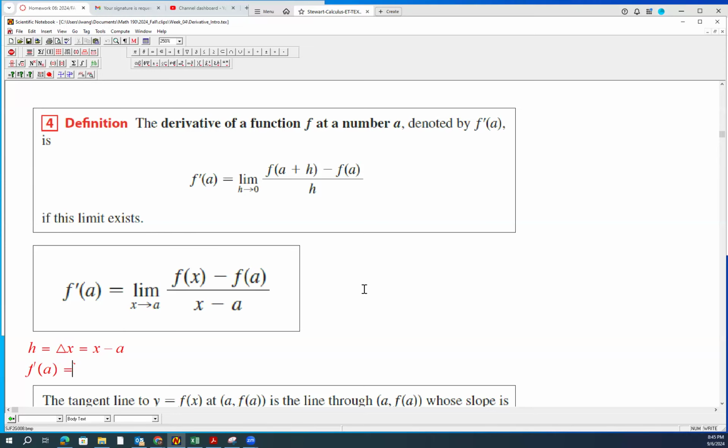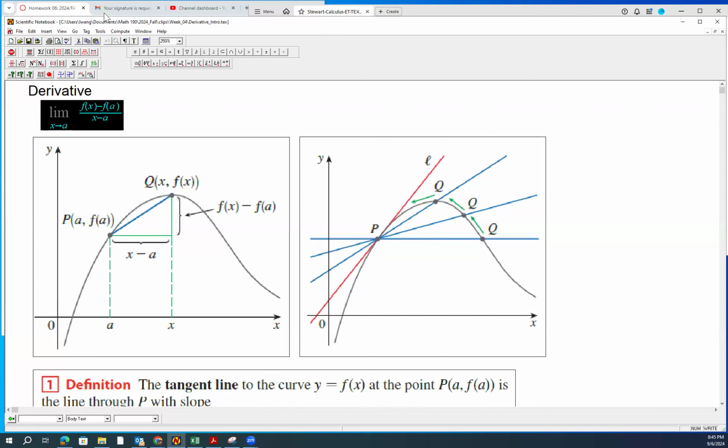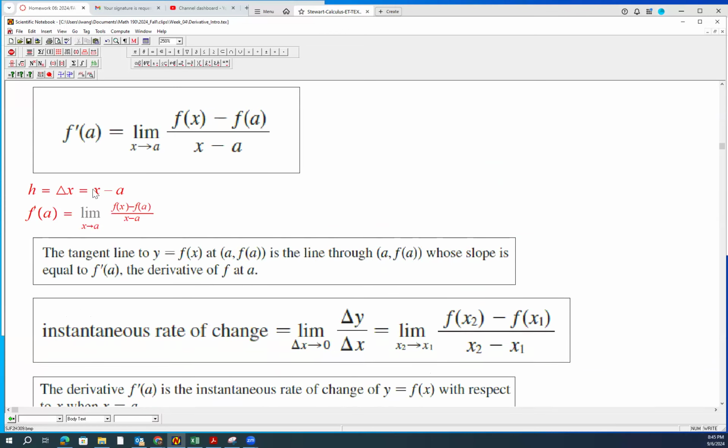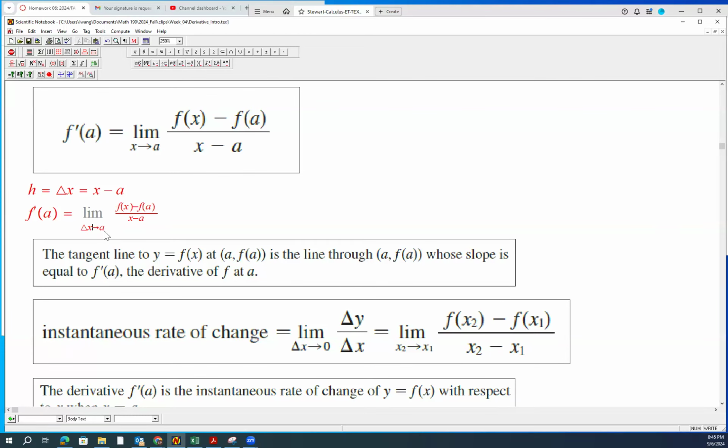Okay, and that will be equal to the limit, right? This limit will be changed so that this time delta X approaches 0, and over here X minus A is delta X, right? So this is going to be X equals A plus delta X. So it's another version. This version is also used very often.